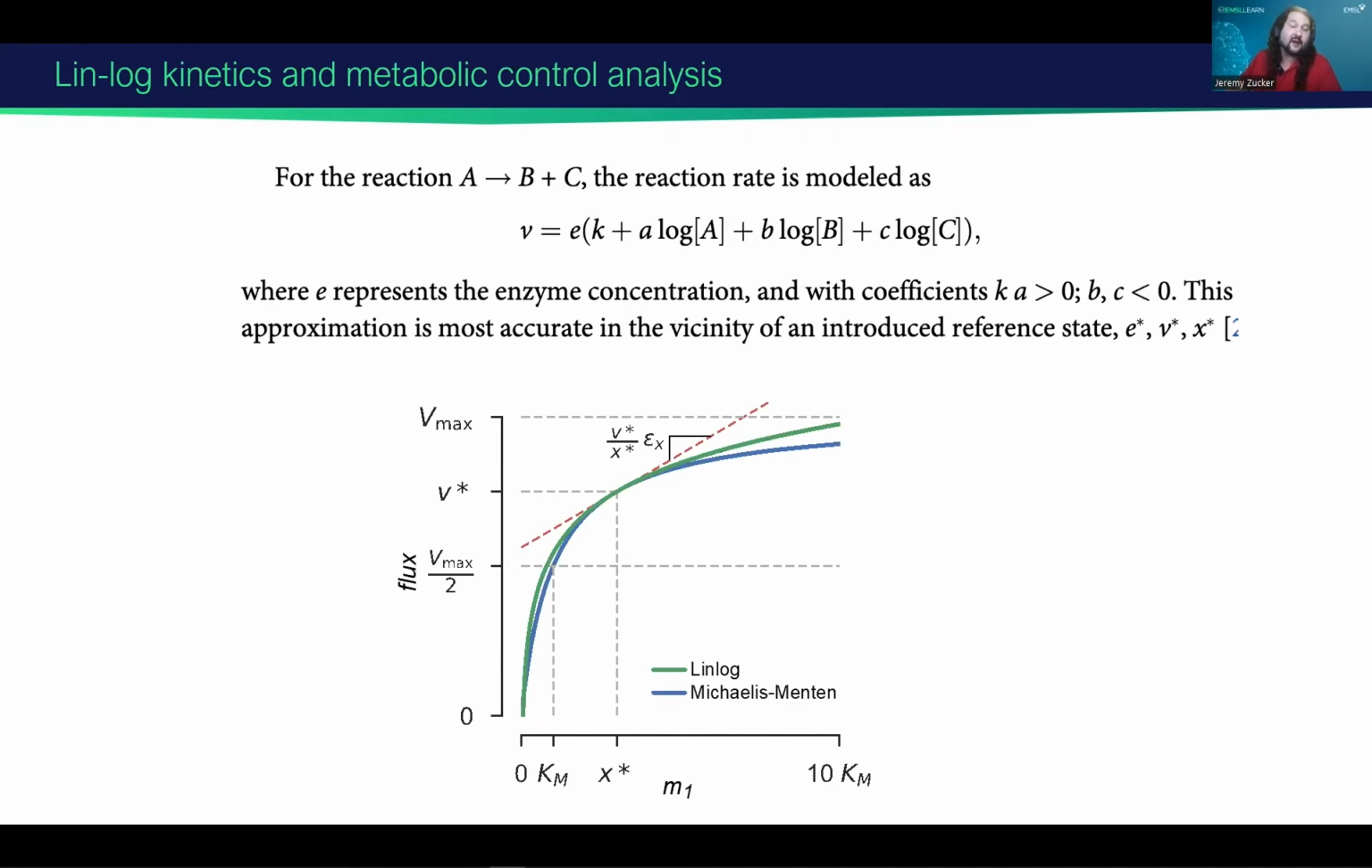As we get closer to V max, these will start to diverge, because ln log can continue on to infinity, whereas Michaelis-Menten will never go higher than V max. So that is an important consideration: any kind of data that we use needs to be in a fairly small region around the reference state. And that's what this is showing here, that V star and X star are the reference flux and the reference metabolite concentrations, and everything else is with respect to that.